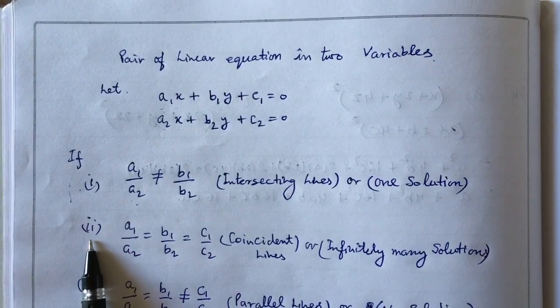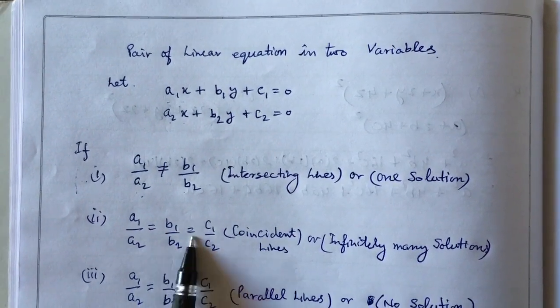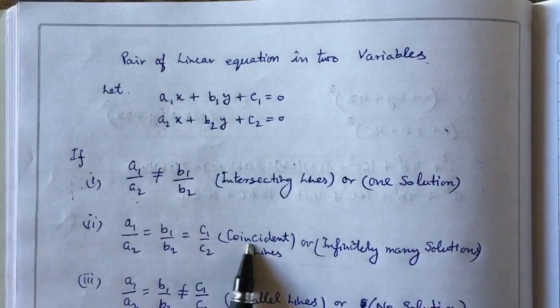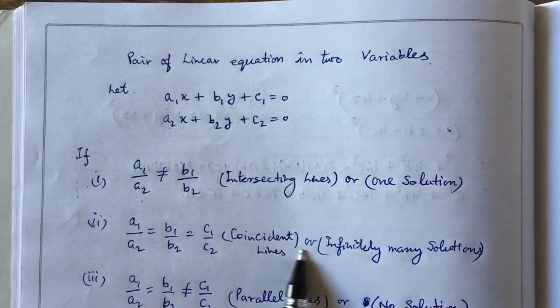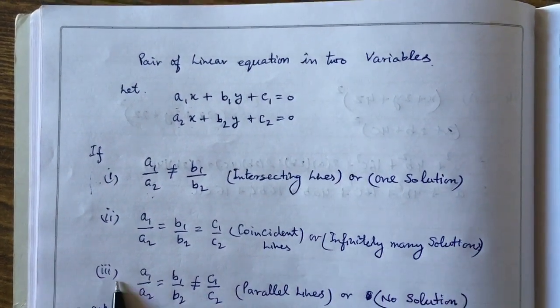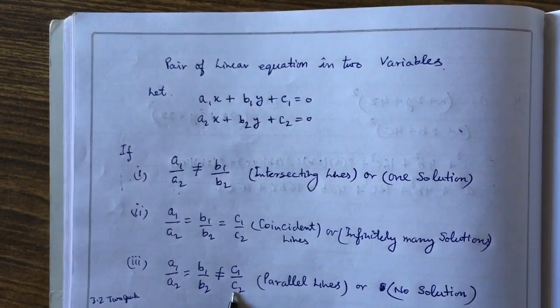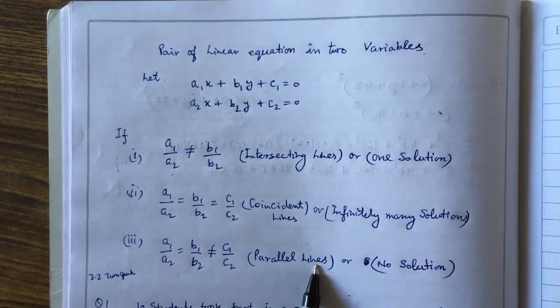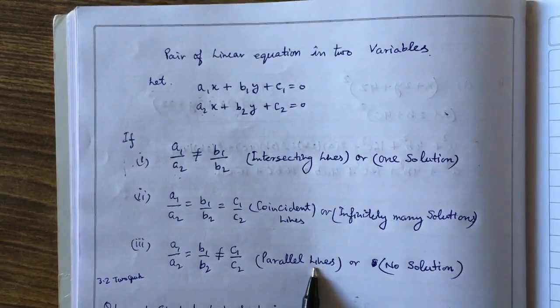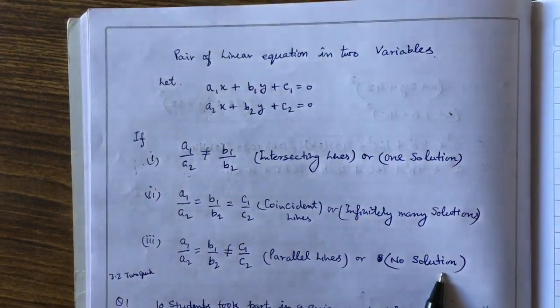Second condition is a1 upon a2 is equal to b1 upon b2 is equal to c1 upon c2, so that coincident lines or infinitely many solutions. Third condition is a1 upon a2 is equal to b1 upon b2 not equal to c1 upon c2, that is parallel lines. The lines will not meet at any point in the graph, or you can say no solution.